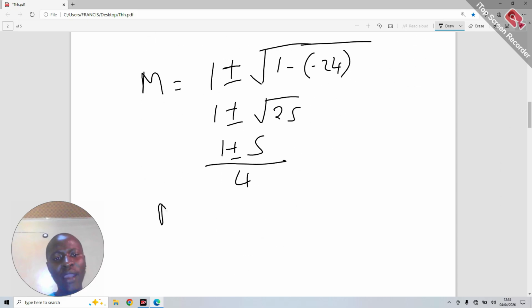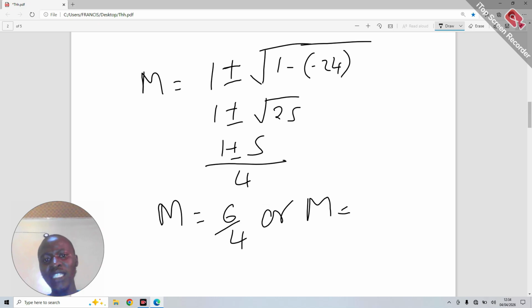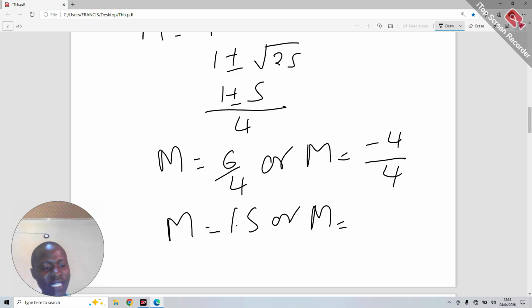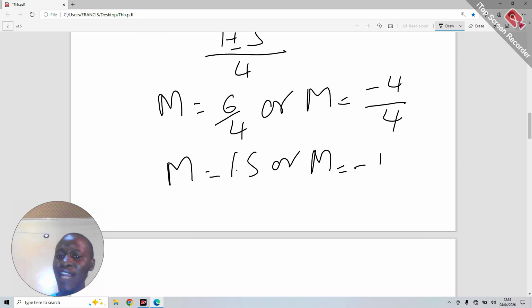So what will be our m? m is 1 plus 5, which is what? 6. 6 divided by 4. Or m is 1 minus 5, which is what, guys? Negative 4 divided by 4. So m is 6 divided by 4, which is 1.5. Or m is negative 4 divided by 4, and what do we get in the process? We have negative 1. Remember, those are not the answer. 1.5 and -1, they are not the answer.